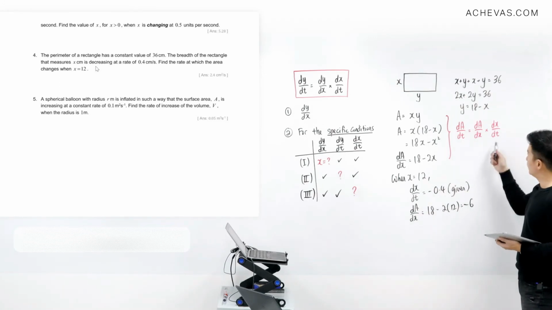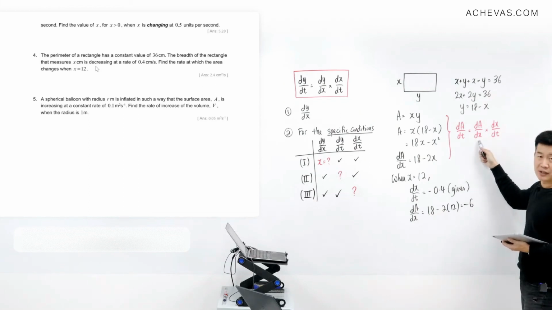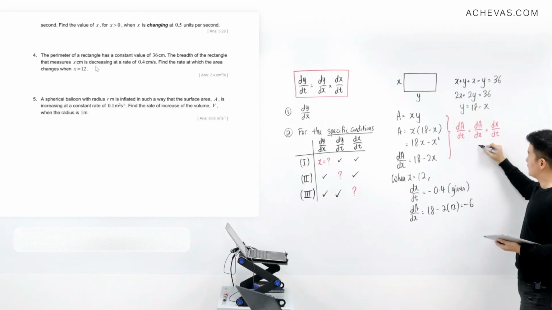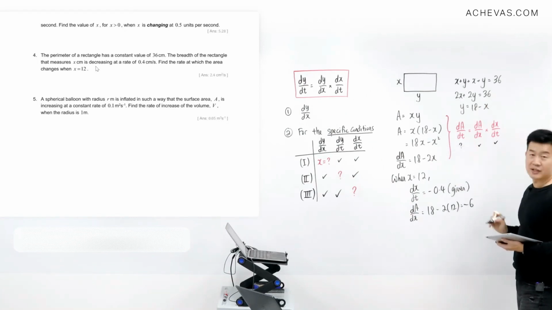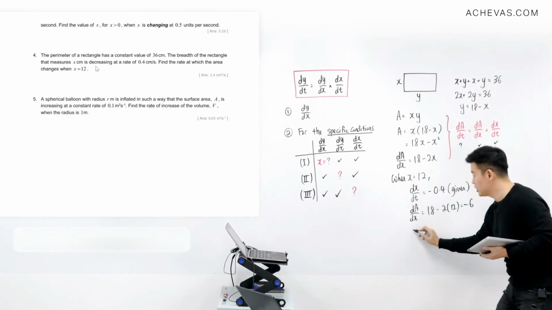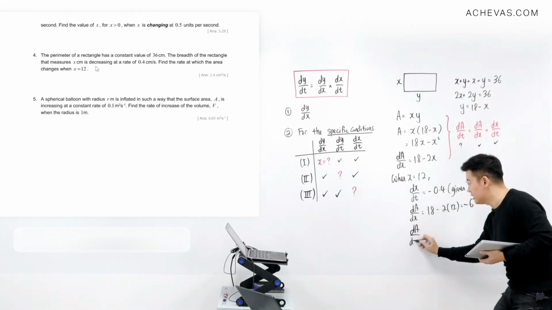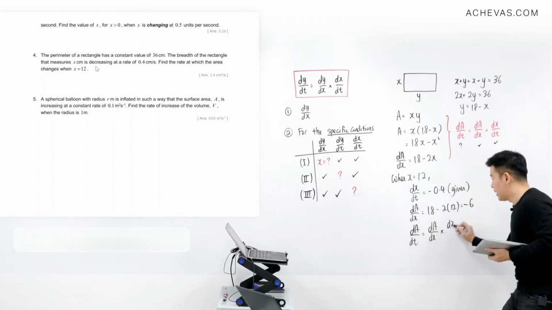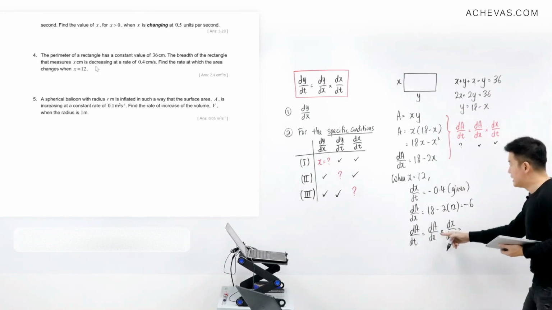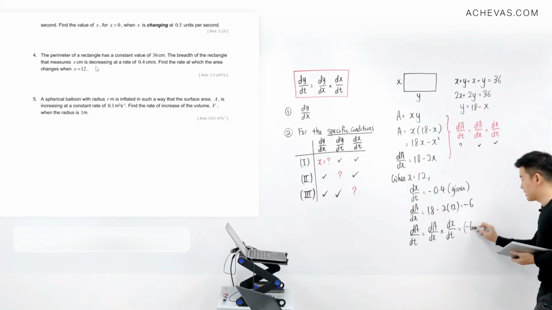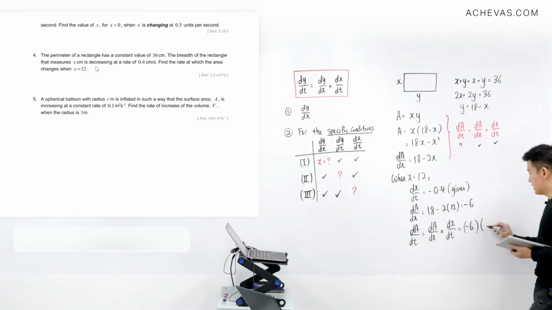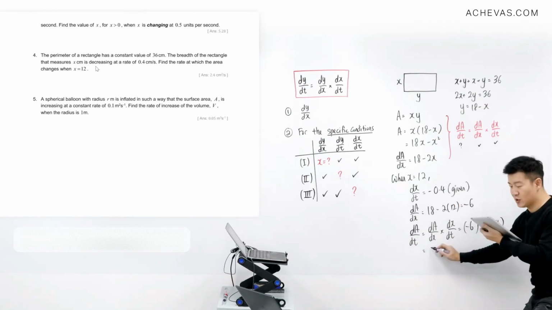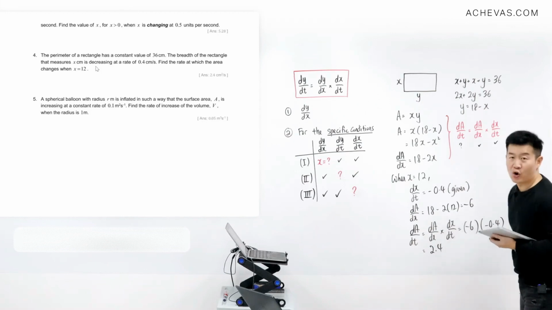So we have found out what is this quantity, we have found out what is this quantity, and now we are ready to find the last quantity, which is dA/dt. So this is done, and this is what the question is asking for. So now I'm going to quote the rate of change equation. dA/dt is equal to dA/dx multiplied by dx/dt. dA/dx is equal to minus 6, and multiplied by dx/dt, which is negative 0.4. So dA/dt is equal to 2.4.